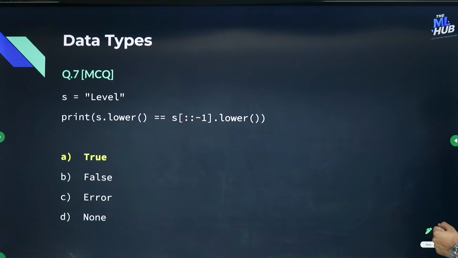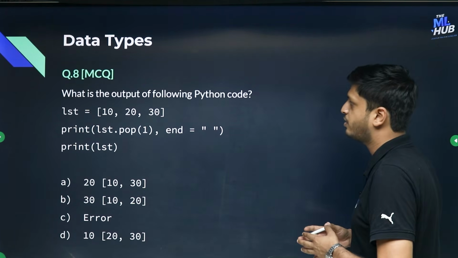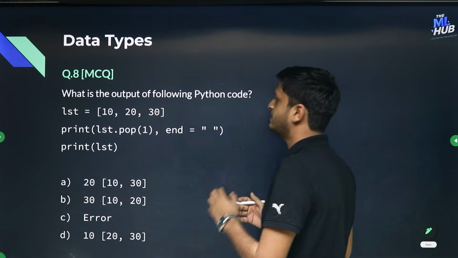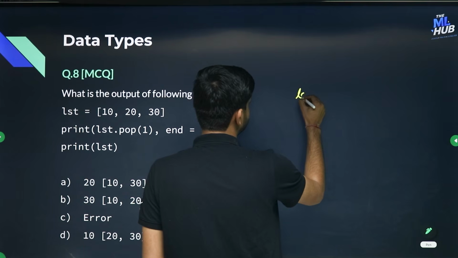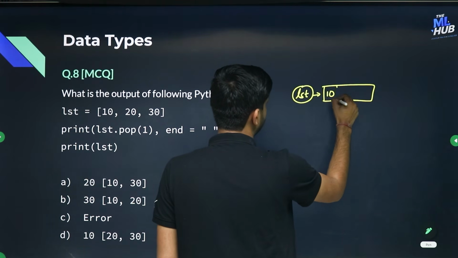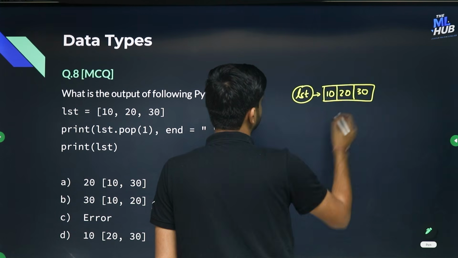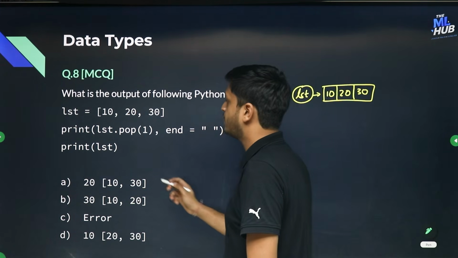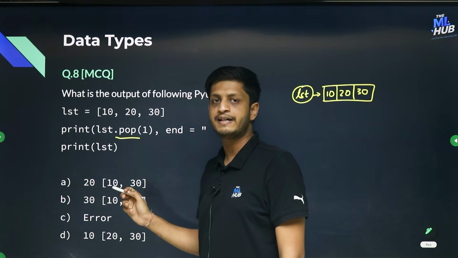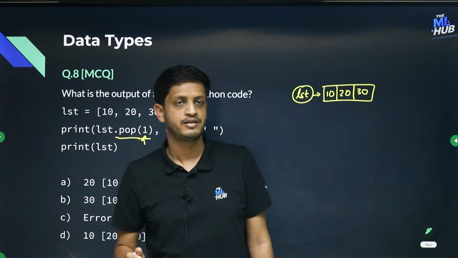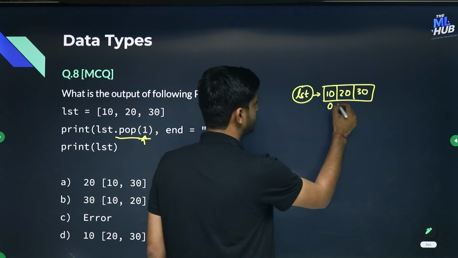Okay. Now let's look at the next question. What is the output of the following Python code? We have a list containing elements 10, 20 and 30. So lst is a variable pointing to a list containing elements 10, 20 and 30. Now we are saying print lst.pop(1). The pop function deletes the element which is present at this index. Index is given as 1. So the indices are 0, 1 and 2.